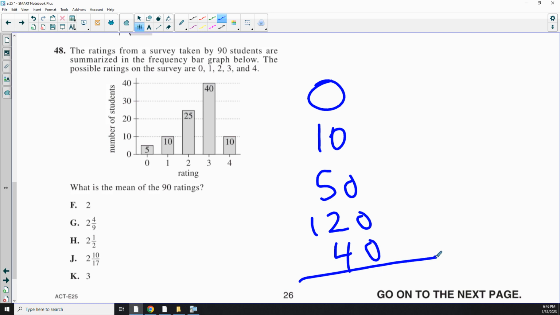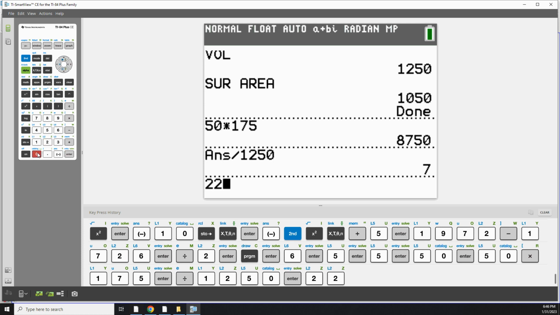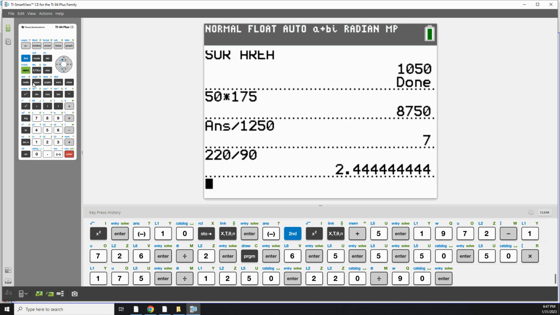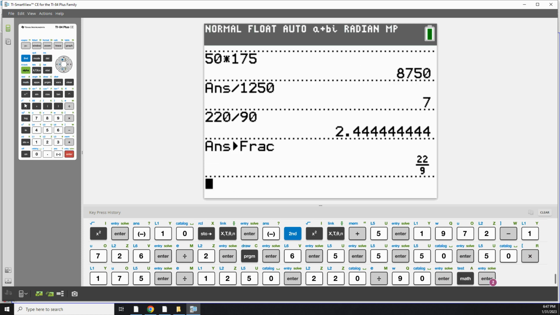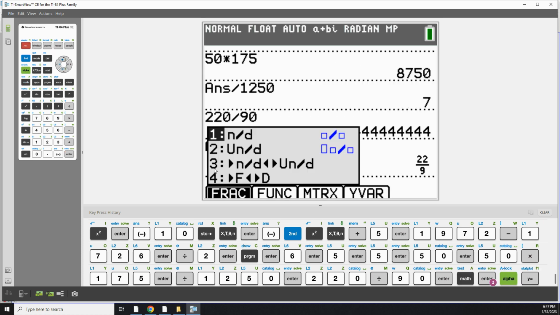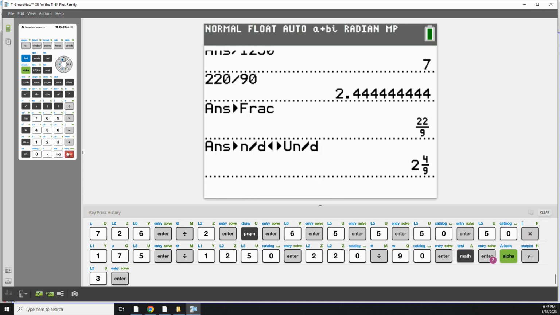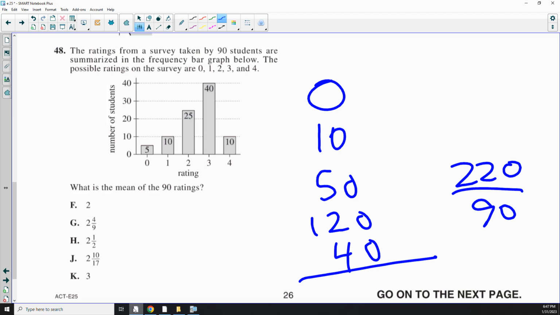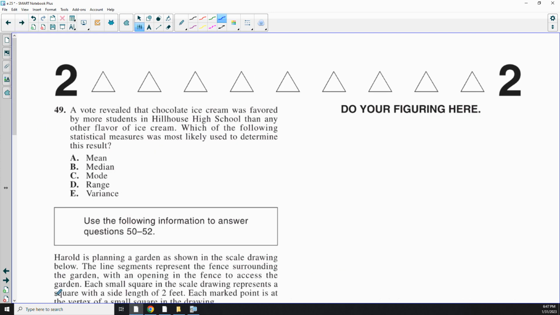60, 180. I got 220 for 90 students. So I add up 220 and divide by 90. Notice they want it as a mixed number, so I will go math frac, second time today. So we're learning. And 3 will turn it to a mixed number: 2 and 4/9, answer G. Average or mean is add them up and divide.